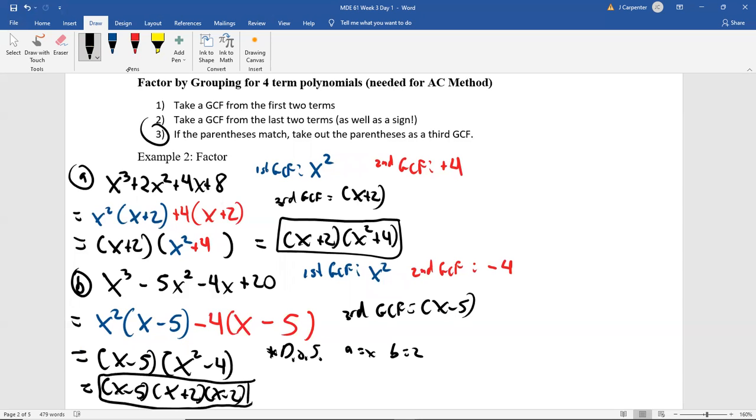Factoring can be 1 step, it can be 30 steps. You never know. Depends on how the problem goes.